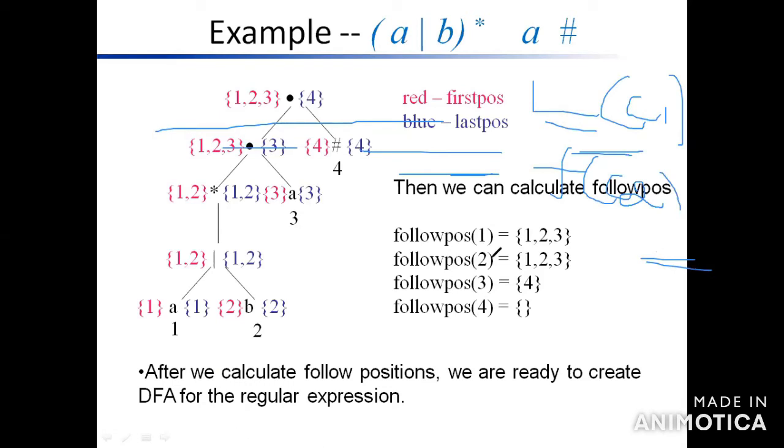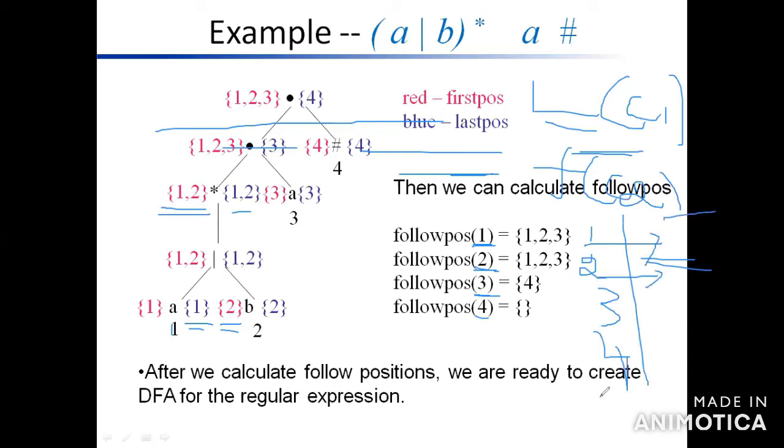Okay, now you can complete it for each node 1, 2, 3, 4. We have four numberings. For each numbering you have to calculate the follow positions. Here you can check the first position, 1 and 2. Now we are calculating for 1, 2. So this is 1, 2. The last position of C1 is 1. The first position of C2 is 1, 2. Individually I am calculating and representing the follow position values.